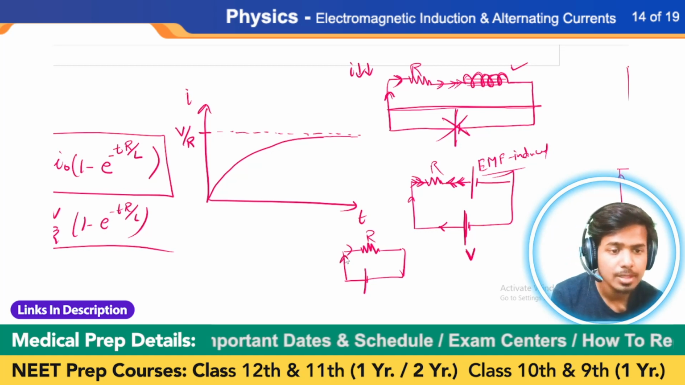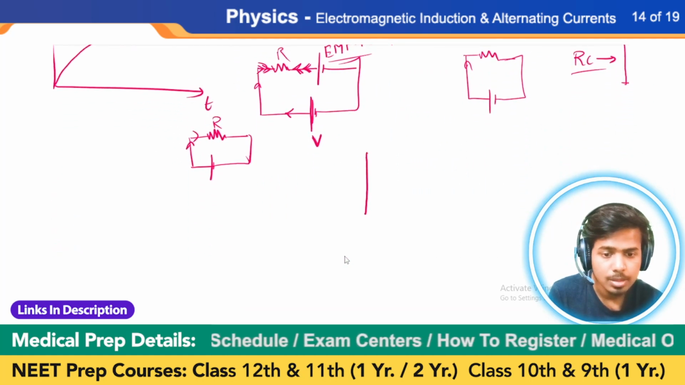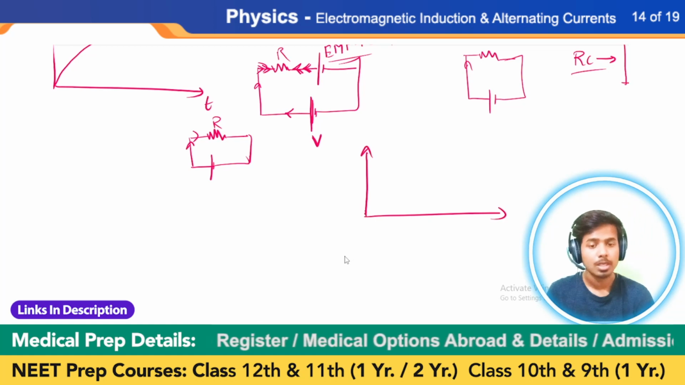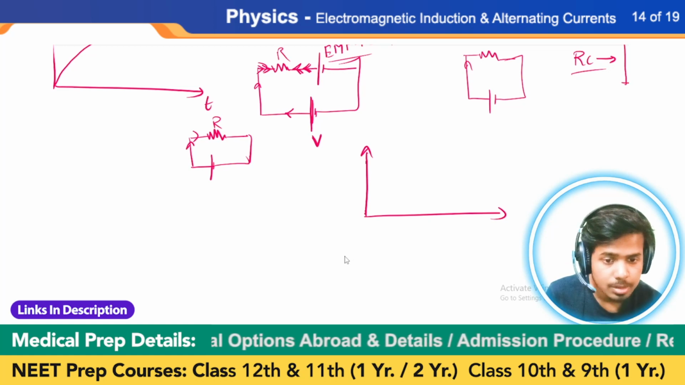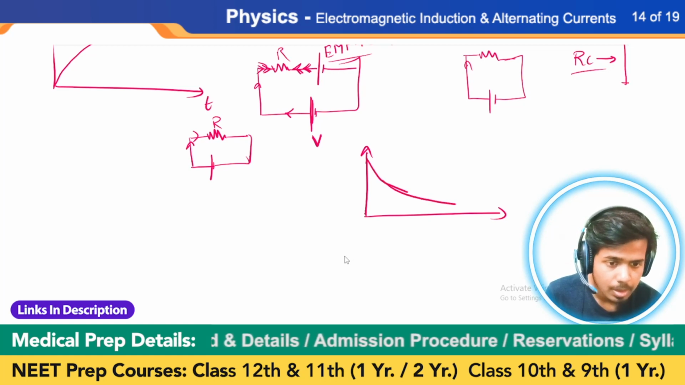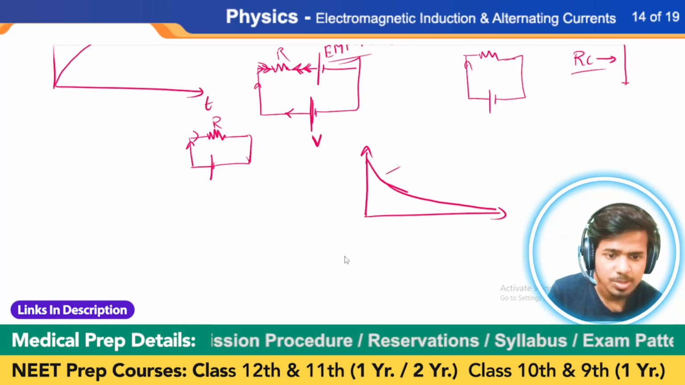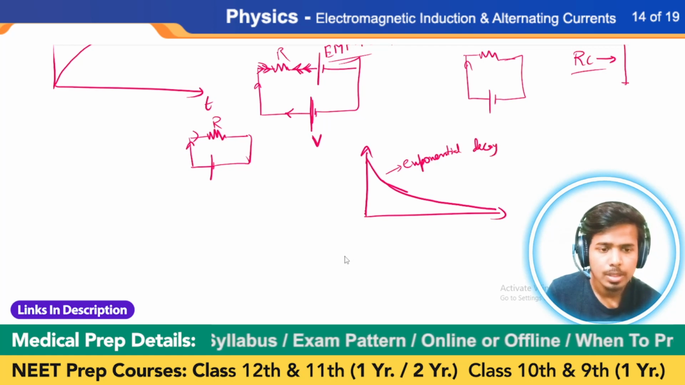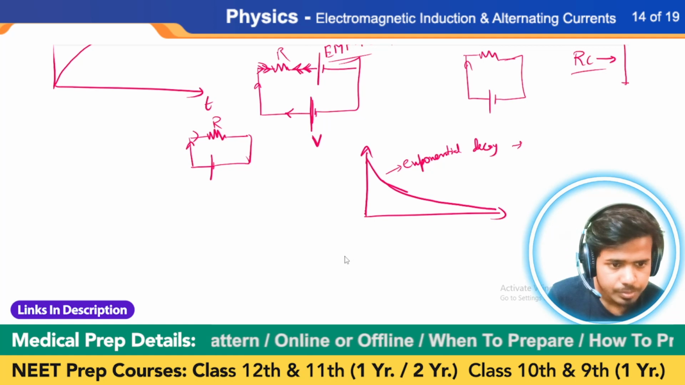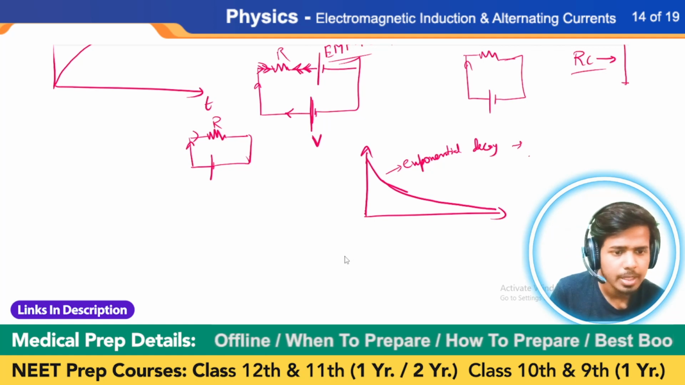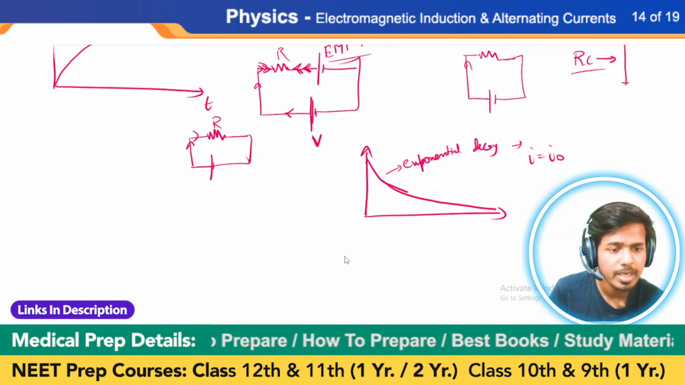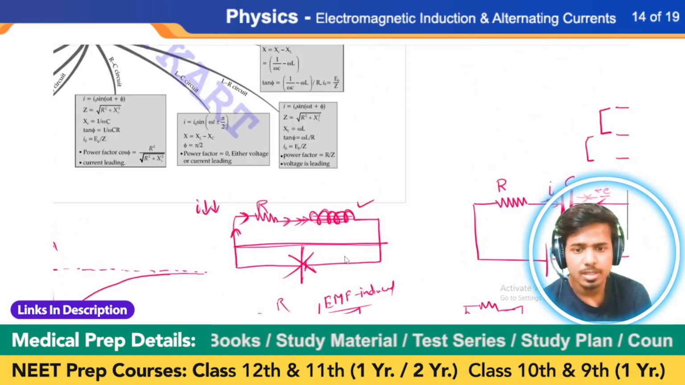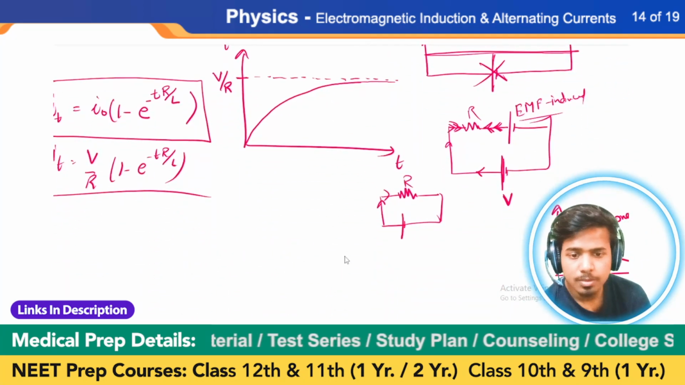And that will be decay of current, and the graph will look something like this. Initially there will be huge induced EMF because of sudden loss of flux, and it will go to zero with some time. Exponential decay, and yes, it will have almost the same property. I is equal to I naught, but not 1 minus, it is simply e to the power minus tR upon L.